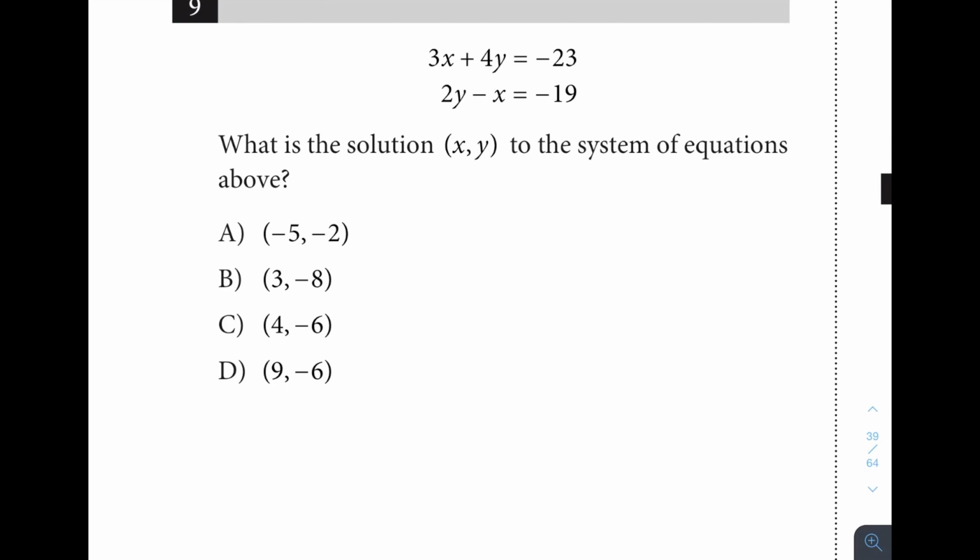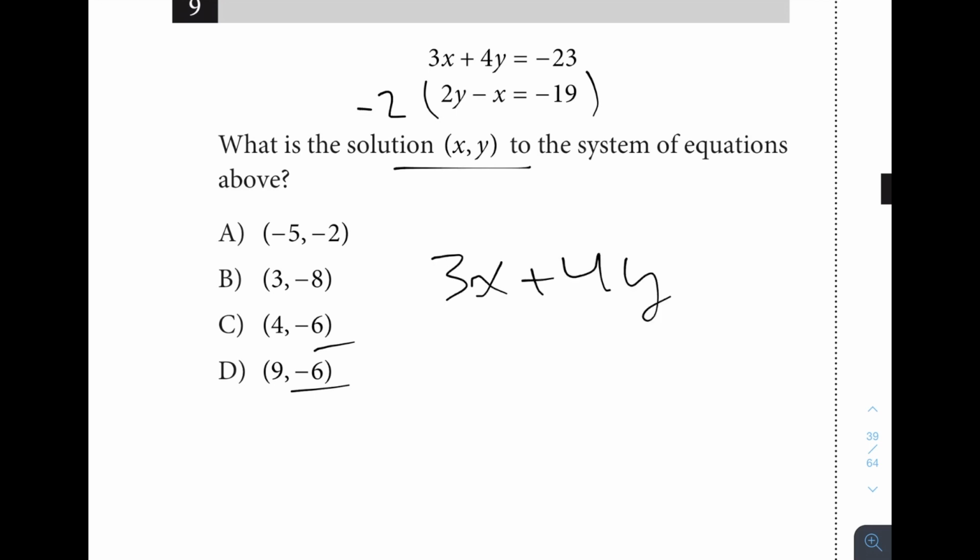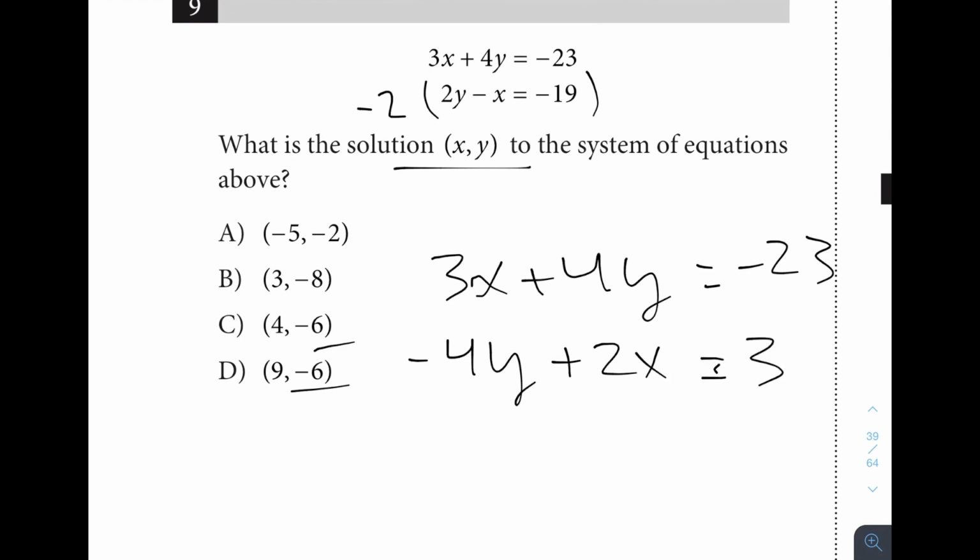This question is just solving the system of equations. What is the solution? So you can look through the answer choices and you see that every value for x is different. So it'll be easier if we solve for x, since here y is the same. It'll be easier to solve for x because then we won't have to solve both. So to solve for x, we'll have to cancel out the y's, and to cancel that out, you'll have to multiply this equation by -2. So you'll get 3x plus 4y equals -23, and -4y plus 2x, because x is negative, equals +38.